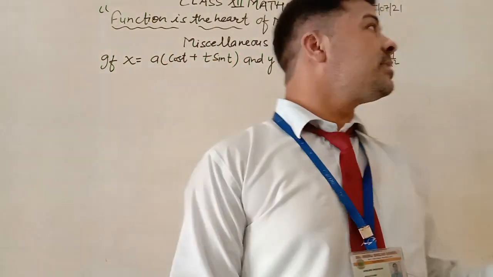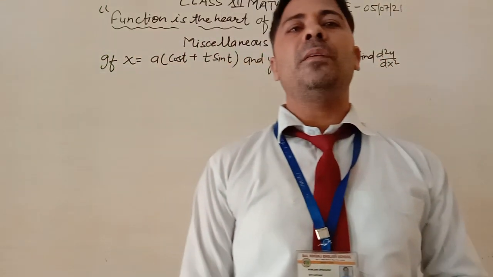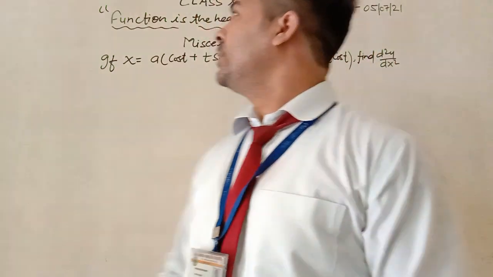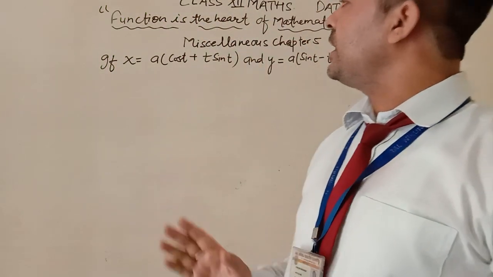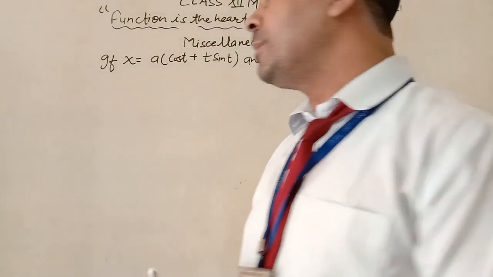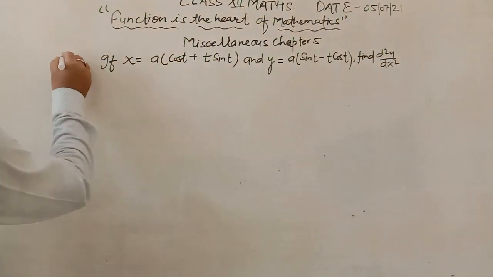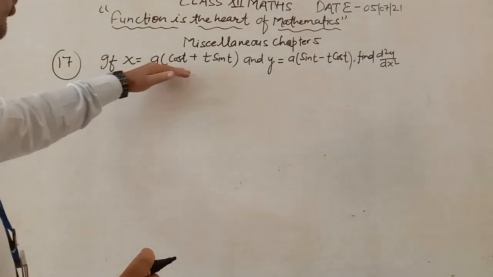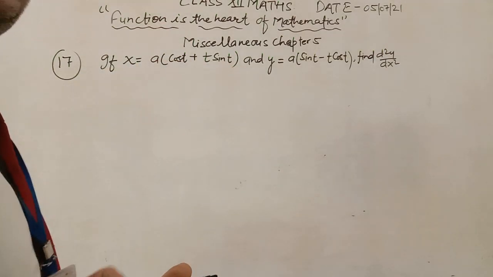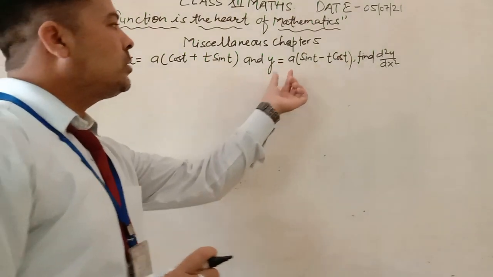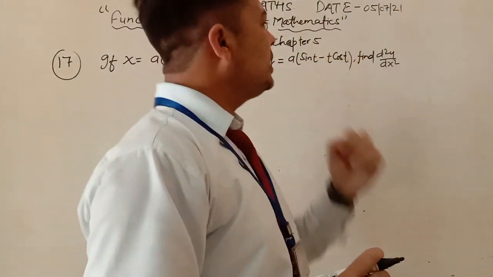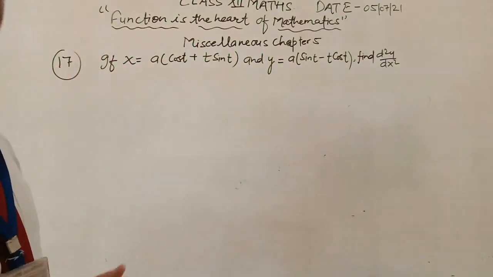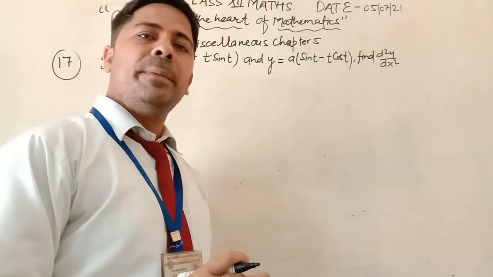Today's date is 5th of July 2021. This is Miscellaneous Chapter 5, question number 17. If x is equal to a cos t plus t sin t and y is equal to a sin t minus t cos t, find d2y upon dx2. This is the parametric equation. It is a parametric form.